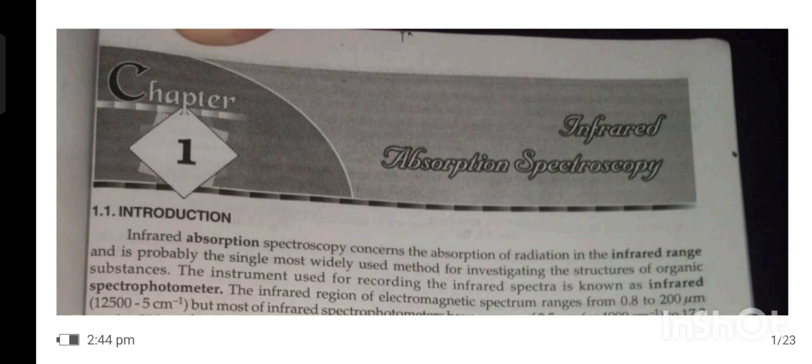Introduction. Infrared absorption spectroscopy concerns the absorption of radiation in the infrared range and is probably the single most widely used method of investigating the structure of organic substances. The instrument used for recording the infrared spectra is known as an infrared spectrophotometer.